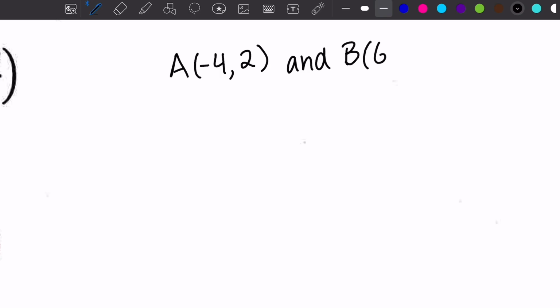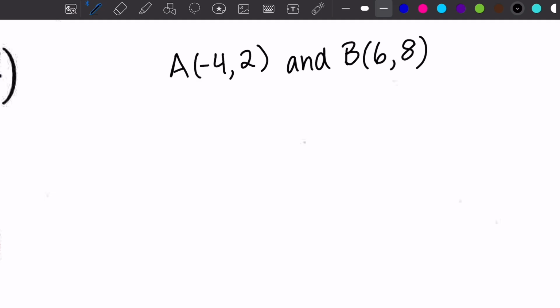What if I told you I want you to find the midpoint between a point A, -4, 2, and B, which is at 6, 8? Can you find the midpoint of that, using the formula that's on your page? And you let me know what you get.